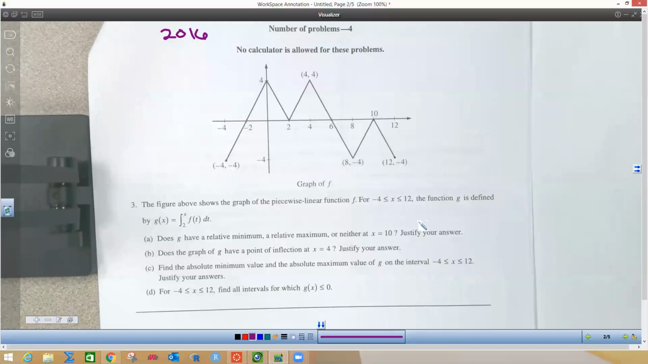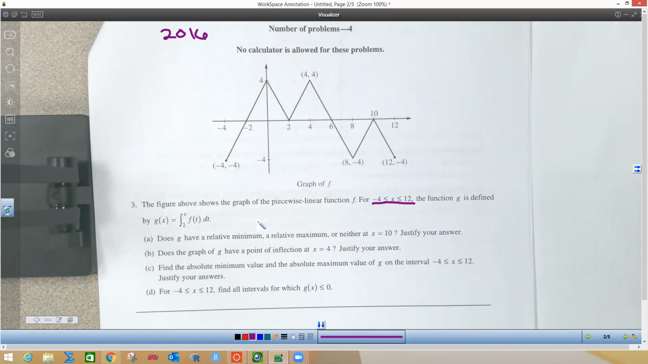Okay, this is 2016 problem number 3 that I'm going to go into more detail than the one I did last year. So this figure above shows the graph of a piecewise linear function from -4 to 12. The function g is defined by this. Okay, so first of all, you got to notice there's an x here. So this is one of the fundamental theorems of calculus.